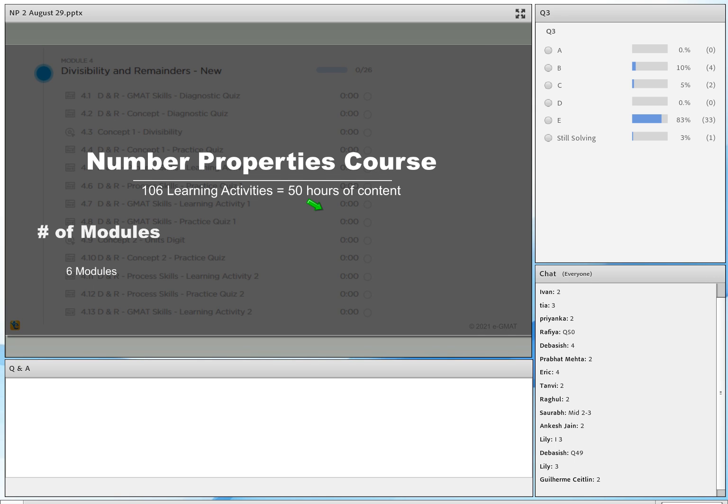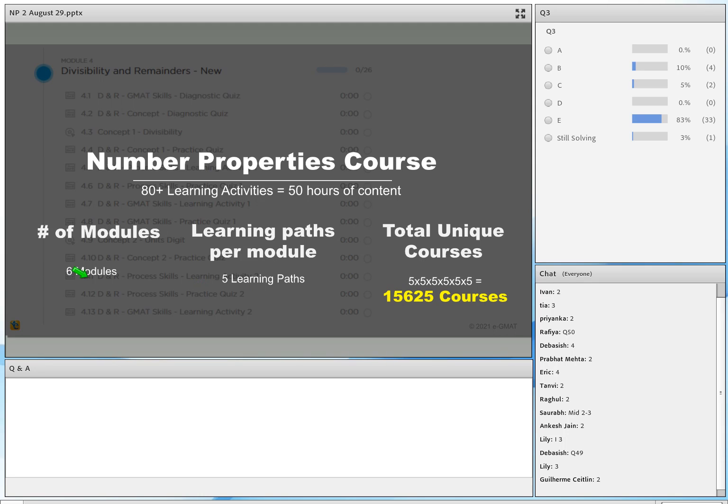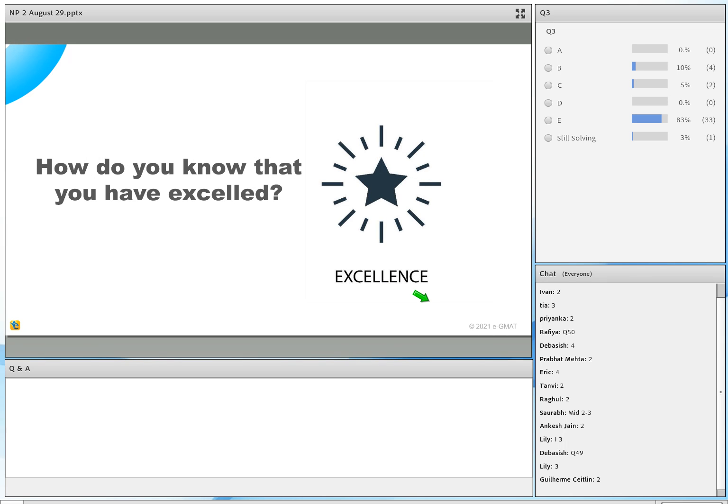There are 6 modules in number properties. Every module can be done in 5 ways, if I think about what you're eligible to skip, what you have to do. So for 6 modules, 5 parts, you use permutation, combination. It's 15,625 different courses. So I can actually offer unique courses to 15,625 people. Just understand the magic of that. It's super, super specific to your needs.